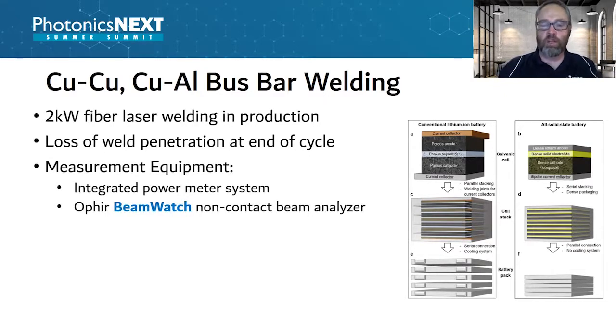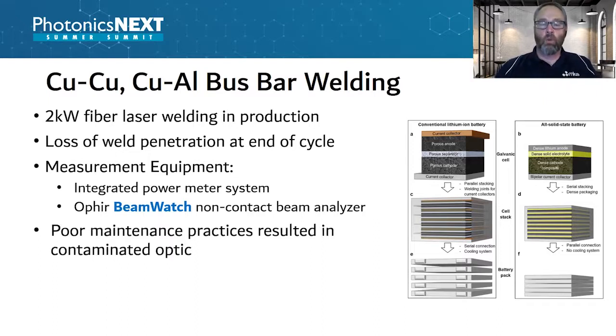For the measurement equipment that we used, there was an integrated power meter system on the laser system to collect the amount of power to make sure the power was fine. And then again, we used the Ophir BeamWatch, which was the non-contact beam analyzer, to analyze any focus shift that might be on the system. What they ultimately found after a couple of visits, taking measurements, was that there were some poor maintenance practices in place.